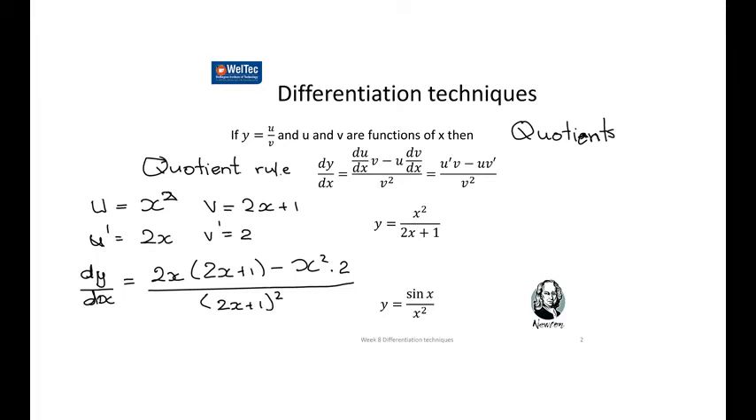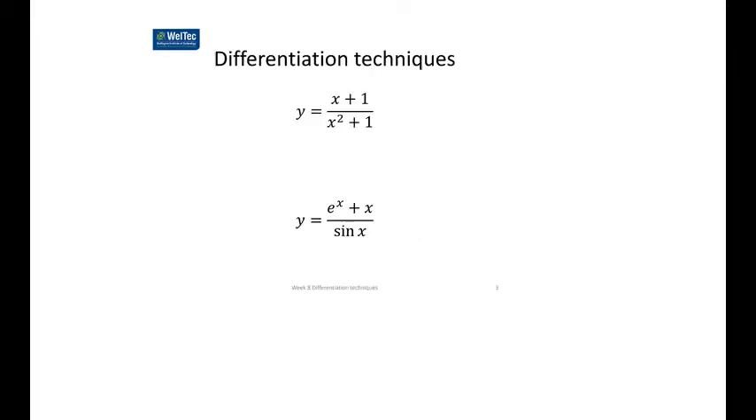Simplification, remember, is only something that's useful to carry on any further, but it's fine to leave. Let's look at the second one on this slide. Let's make u equal to e^x plus x, and let's make v equal to sine x. So u dash, right, what's the derivative of e to the x? It's e to the x. What's the derivative of x? That's just 1.